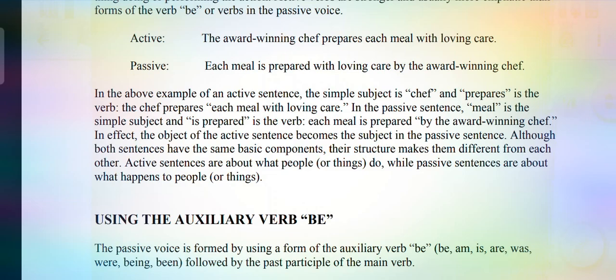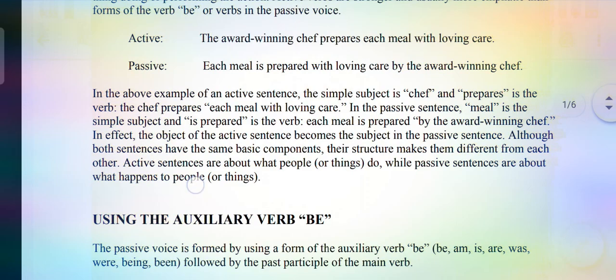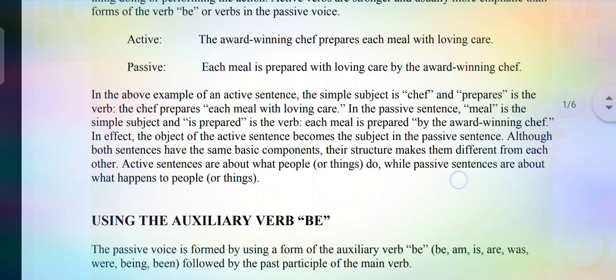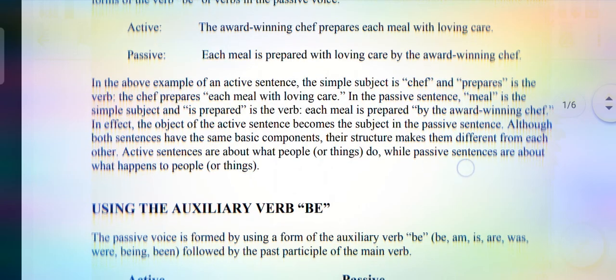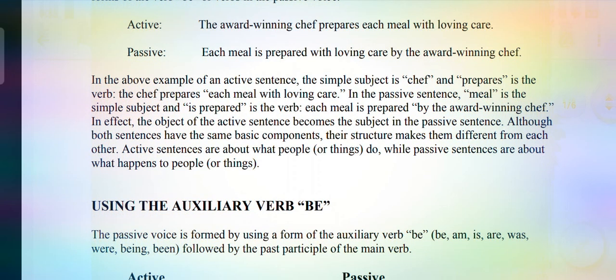Active sentences are about what people or things do, while passive sentences are about what happens to the people or things. Okay, this is the definition and concept for the meaning of active and passive voice. Okay, last line, that is, active sentences are about what people or things do, while passive is about what happens to the people or things. Okay, next thing, that is the example.